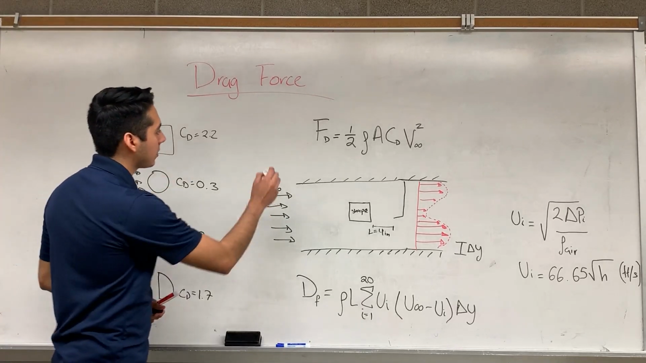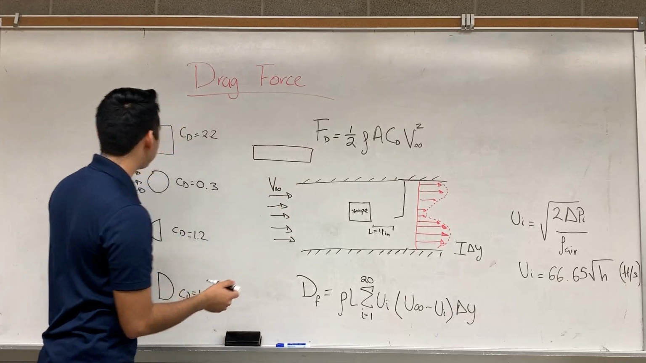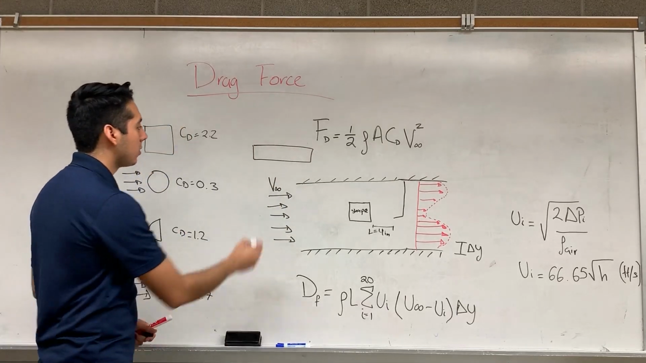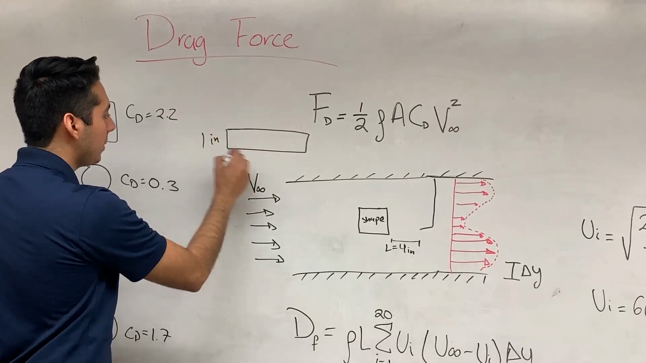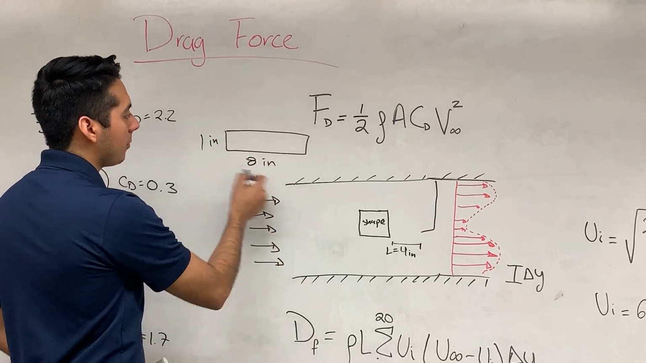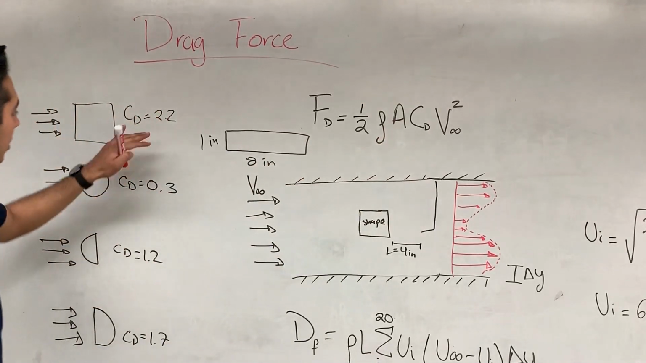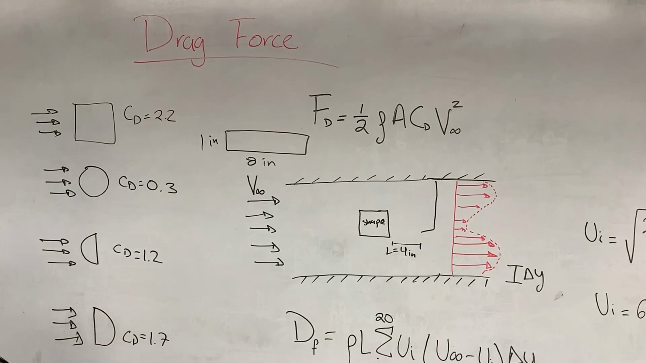The area you will measure just looks something like this. If you were to see all of these shapes from the front, it just looks like a rectangle of 1 inch by 8 inches. So basically all your frontal areas will be 8 square inches. And then the coefficient of drag just depends on which of the shapes you're using.